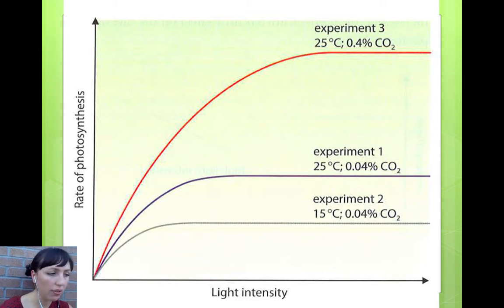So if you look at this figure, okay, at low light intensities, the limiting factor governing the rate of photosynthesis is the light intensity. As the intensity increases, so does the rate. But at high light intensity, one or more other factors must be limiting, such as temperature or carbon dioxide.